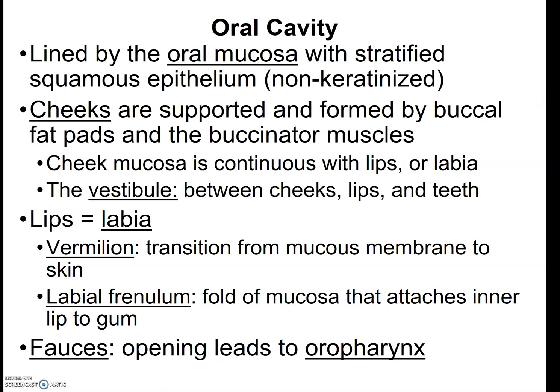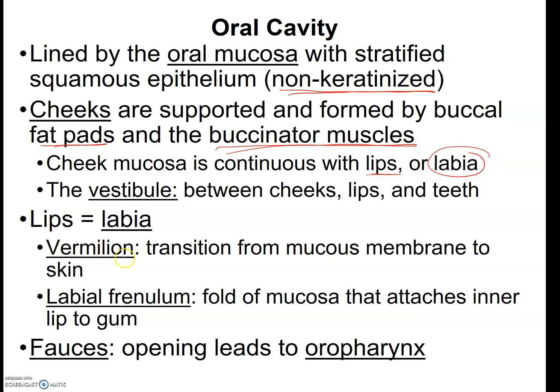So the oral cavity is lined with oral mucosa. It is a non-keratinized stratified squamous epithelium. The cheeks are supported by what we call buccal fat pads and the buccinator muscles. The buccinator muscles are what allow us to chew. The fat pads help cushion and protect the mouth. And the cheek mucosa itself is continuous with the lips, or the labia of the mouth. So the mucosa comes right to the edge of your lips.